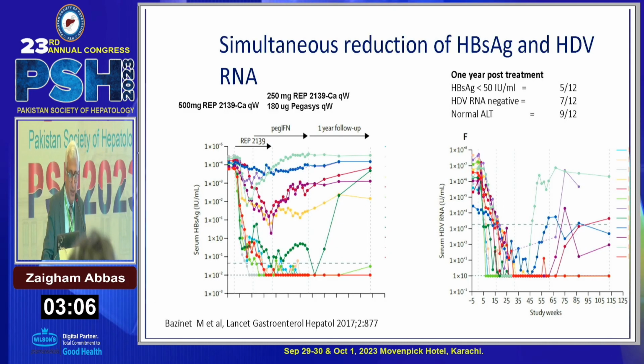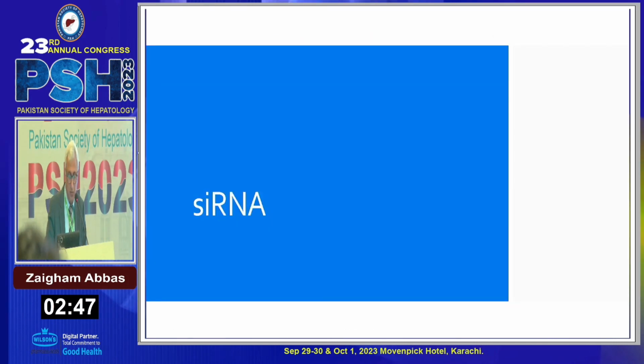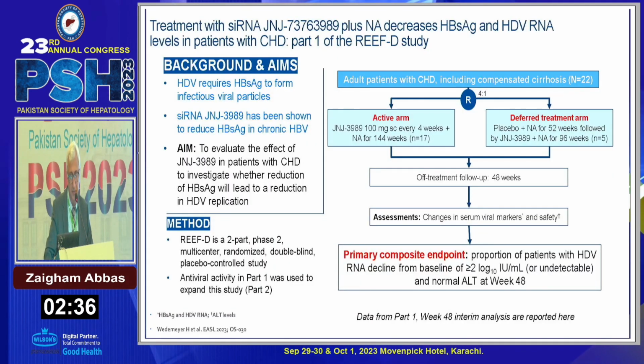We can see there was much decline in the HBV surface antigen. In 5 out of 12 patients, surface antigen became less than 50, and HDV RNA became negative in 7 out of 12 patients. And normalization of ALT occurred in 9 out of 12 patients. But we have only this one study, and further studies are needed to confirm the results.